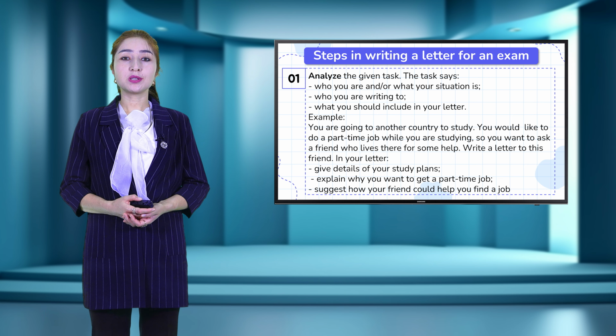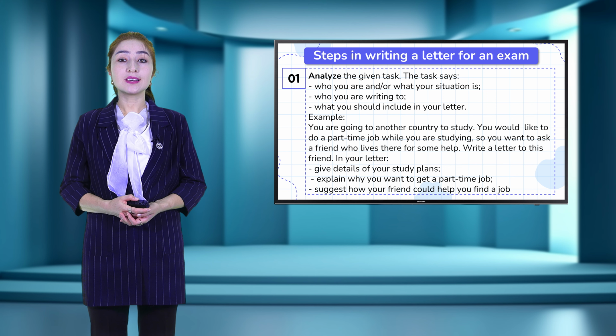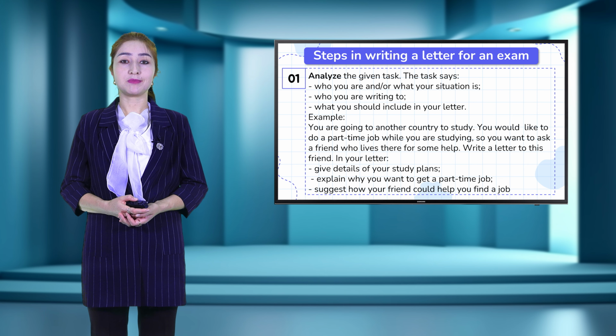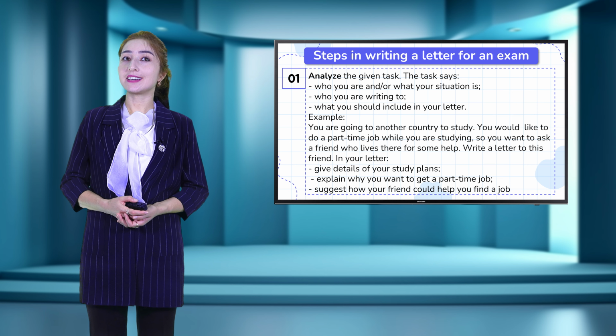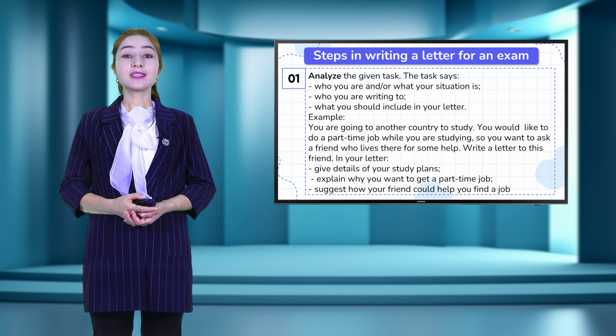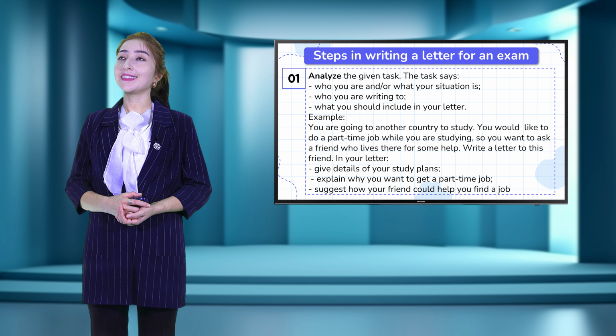For example, you are going to another country to study. You would like to do a part-time job while you are studying, so you want to ask a friend who lives there for some help, and write a letter to this friend. In your letter, you must include these points. First, give details of your study plans. Second, explain why you want to get a part-time job. And the last one, suggest how your friend could help you to find a job.